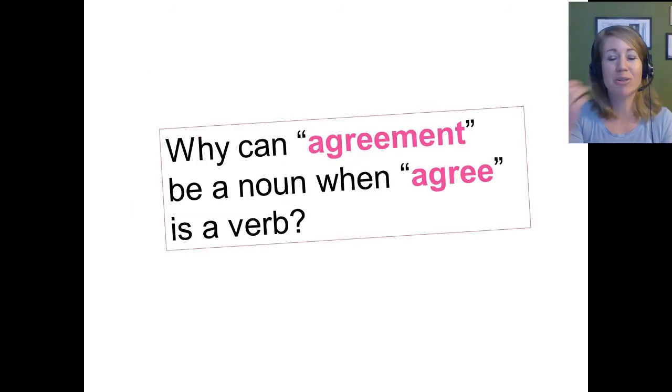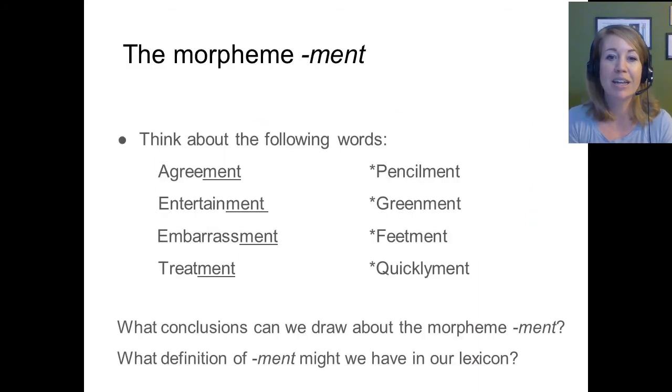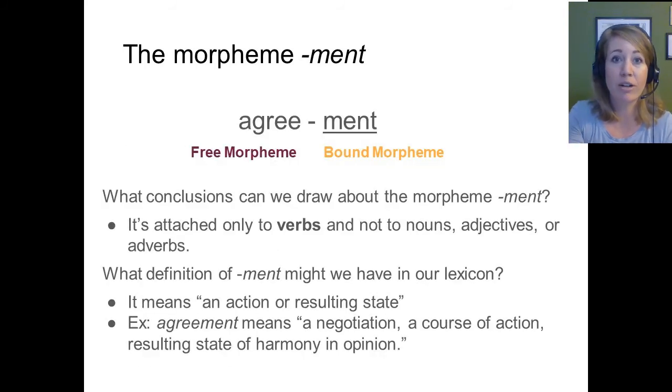So let's revisit this question that I've proposed over the last couple lectures. Why can agreement be a noun when agree is a verb? We can address this question basically how we've used our last couple examples. So let's talk about the morpheme ment. Think about the following words: agreement, entertainment, embarrassment, treatment. And then we have our nonsense words: pencilment, greenment, feetment, quicklyment. So what conclusions can we draw about the morpheme ment in our head, and what definition do we have for ment in our head?